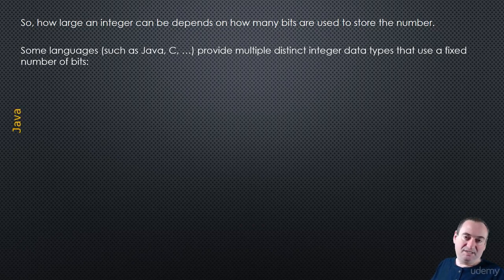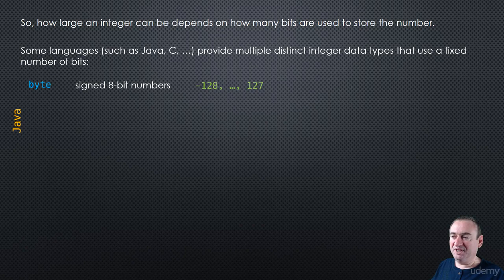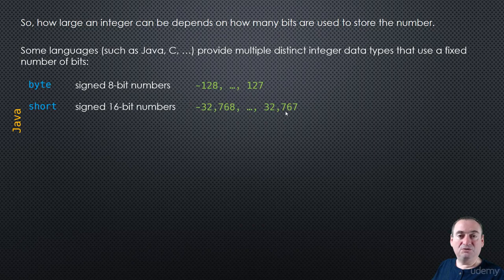Other times you may need something that's larger. So these languages, and I'll use Java as an example because it's consistent across platforms, provide you these different data types. So for example, they have the byte data type, and the byte data type, as you may have imagined, uses 8 bits, and it's a signed 8-bit number, which means its range is from minus 128 to 127. Similarly, they have a short, which is a 16-bit number, signed, so minus 32,000 something to 32,767. You have an int, right? Now an int is a 32-bit number. It's a signed 32-bit number, so its range is bigger.